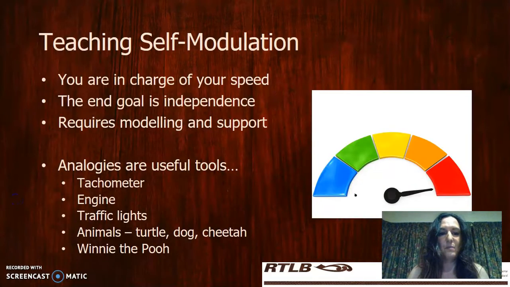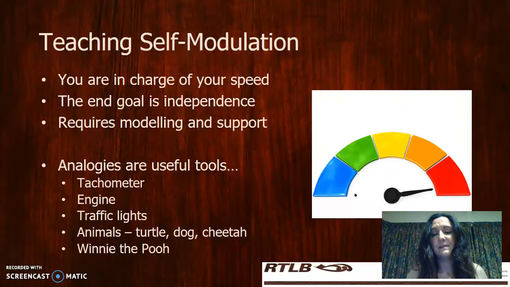So the first step, though, is to teach the child some self-modulation. And this is really important and one of the trickiest parts. And that is to help the child to understand and recognise how they're feeling at any given point of time. So to teach this, you are telling the child, you're in charge of your speed. The end goal is independence. So hopefully the child will be able to take over this process. But of course, at first, it's going to take a lot of coaching and a lot of teaching.